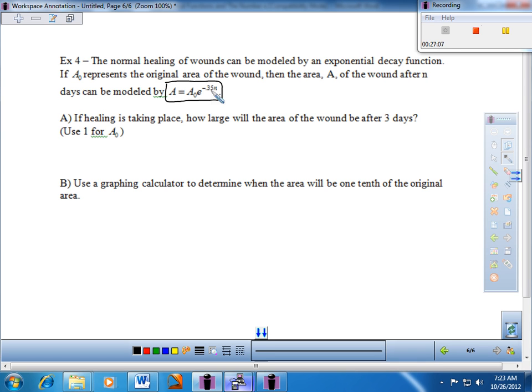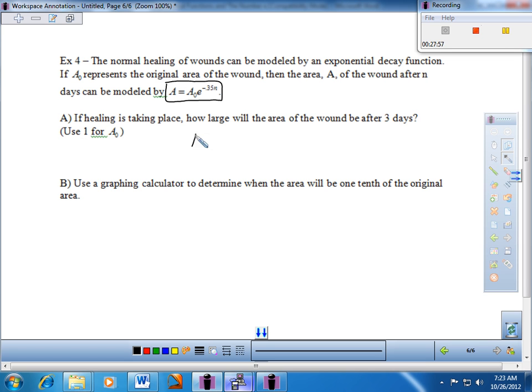And it says if healing is taking place, how large will the area of the wound be after 3 days? Again, really not too bad. I guess we're going to use 1, just kind of starting it out there as a reference value for the initial wound. So that would be kind of like 100% of its area. I guess that's the idea for using 1.